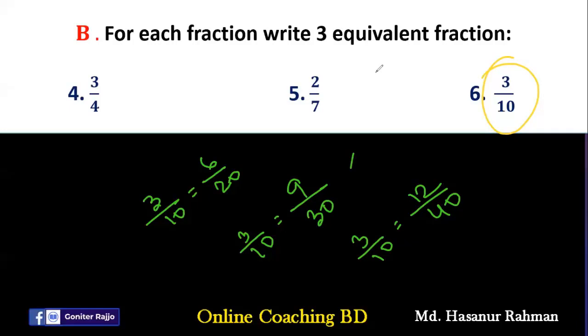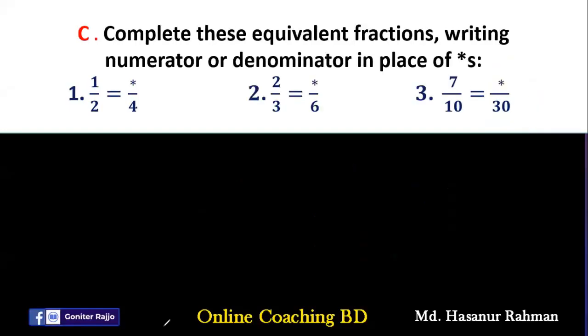Now number C. Number C says complete these equivalent fractions, writing numerator or denominator in place of stars. That means we have to find out the missing number. So how can we solve? Number 1. 1 by 2 equal to star divided by 4. At first, we have to think about it. Look. At first, you have to find out the relation between 2 and 4. We know that if we multiply these 2 by 2, we'll get 4. Or 4 by 2, that is 2. Simple.